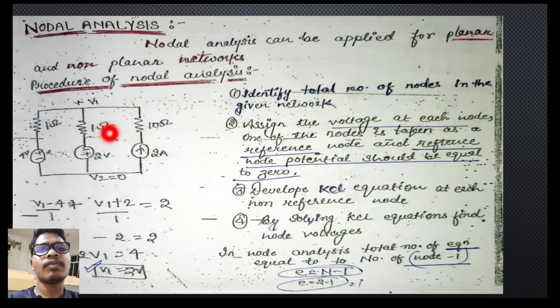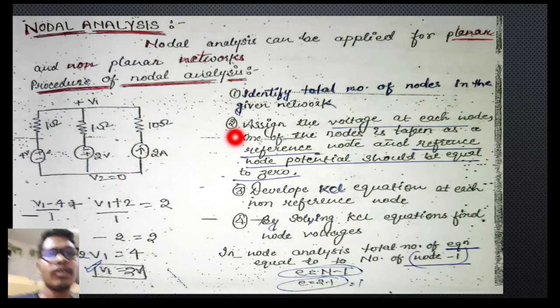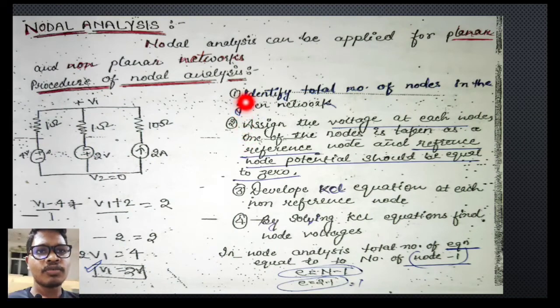See, in this network this is a node, this is a node, so there are only two nodes in the network. At one node there are 3 branches connected to each other, and at the other node also 3 branches are connected to each other. So the first step is to identify the total number of nodes in the given network.